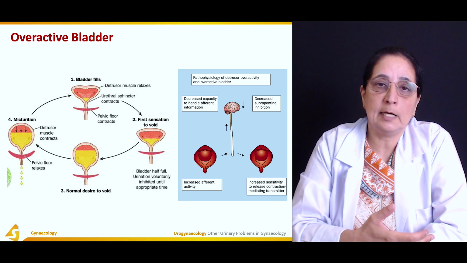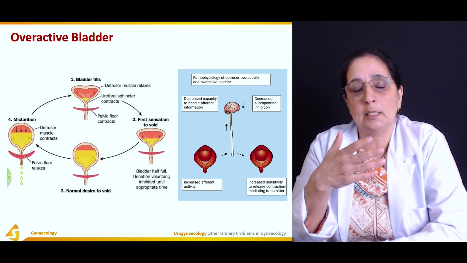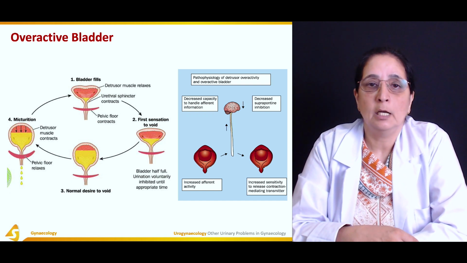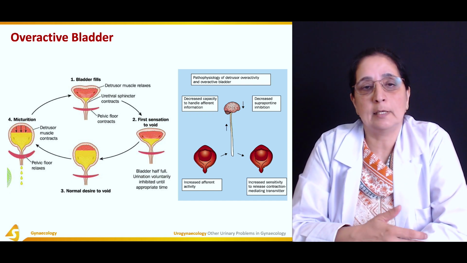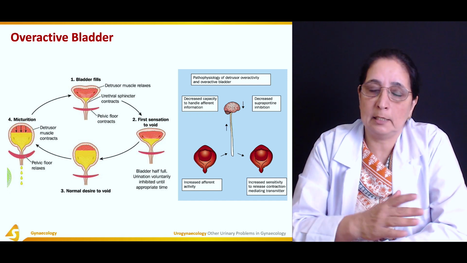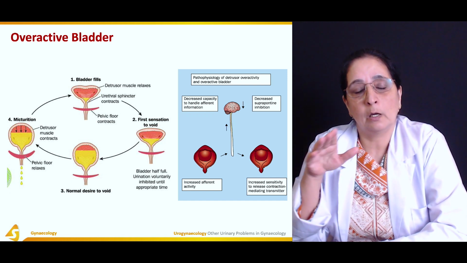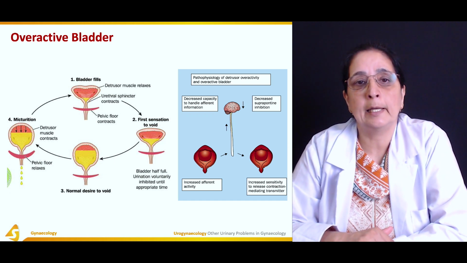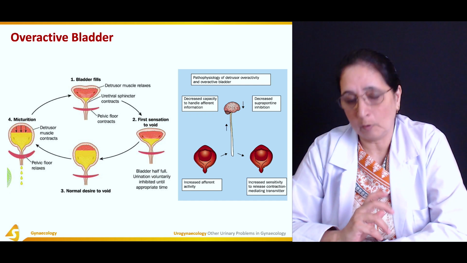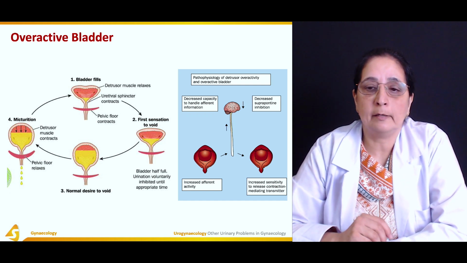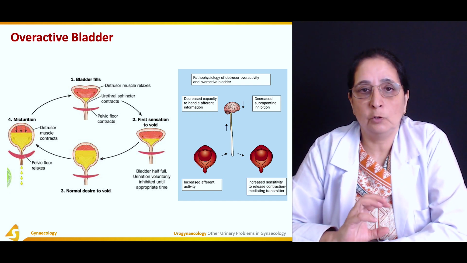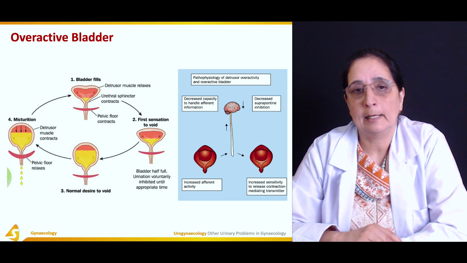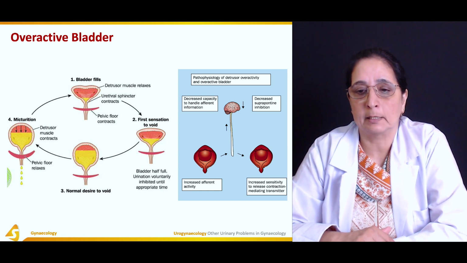With the increased afferent activity, there is a decreased ability of the brain to manage this increased afferent activity, and this in turn leads to the whole process again with decreased suprapontine inhibition. So the mechanism of overactive bladder is mainly due to decreased inhibition from the suprapontine levels in the brain.